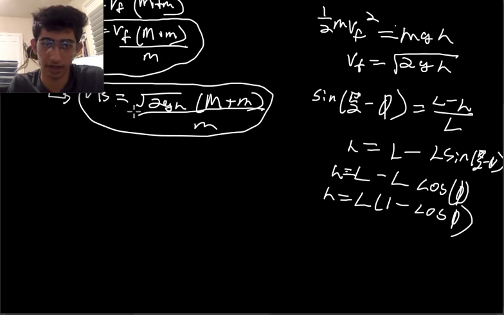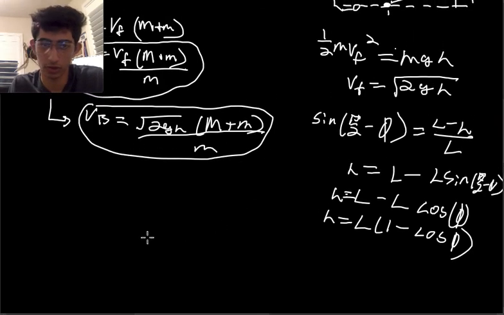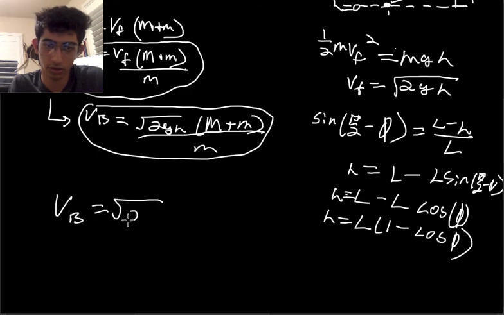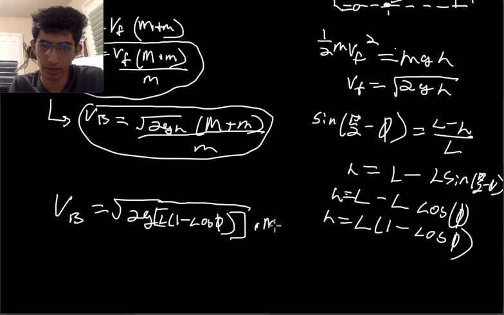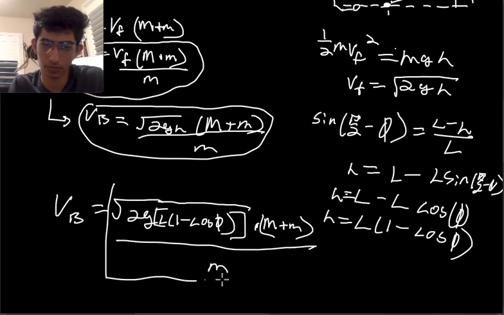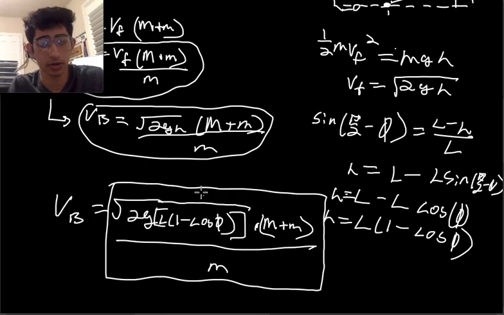Now, we plug that back into the expression we got before, and we get that the velocity of the bullet is equal to root 2g. Now we know what h is. L times 1 minus cosine phi, times big M plus little m all over little m. And that will be your solution.